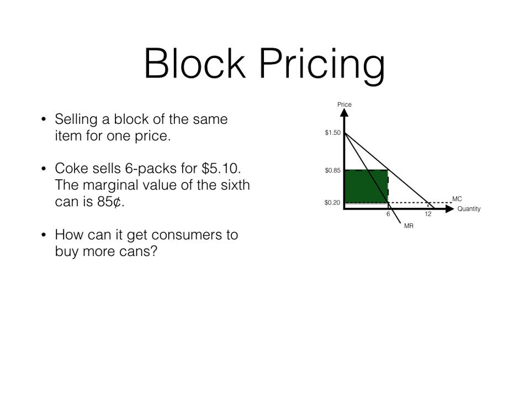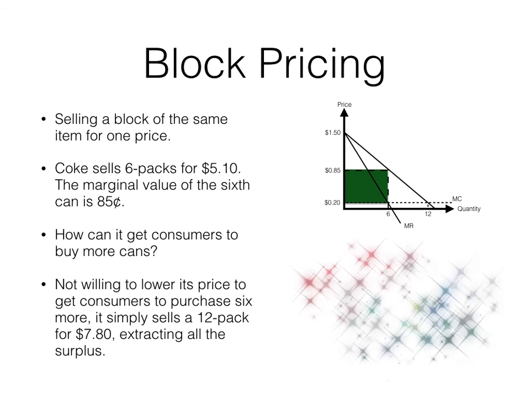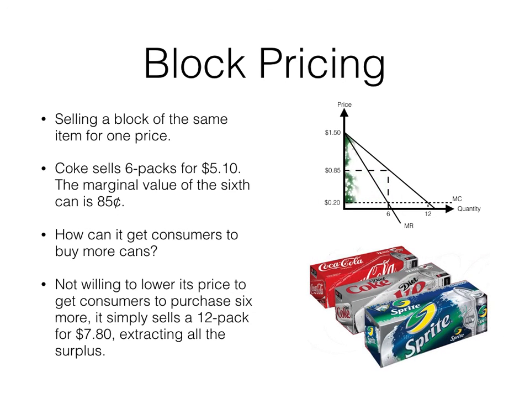And if you notice, 6-packs really aren't the norm now. We see more 12-packs. Part of it is we do demand more, but another way of doing this is simply using the 12-pack to extract all the surplus from the consumers, and now consumers are buying 12 units for $7.80, and the soda manufacturer is able to reap all the surplus above its 20 cents marginal cost per can of producing soda.